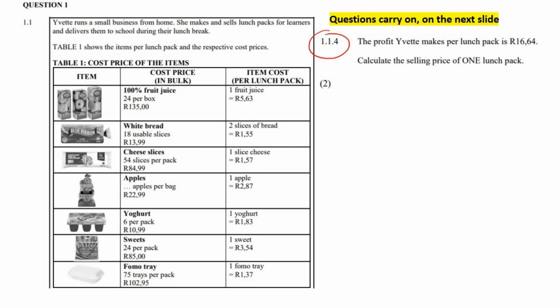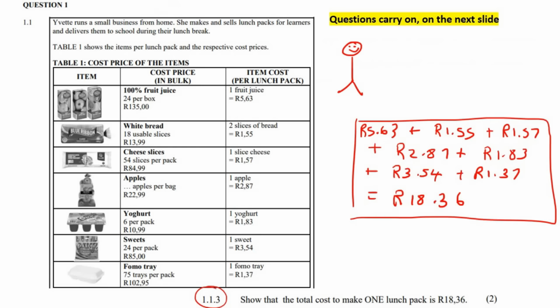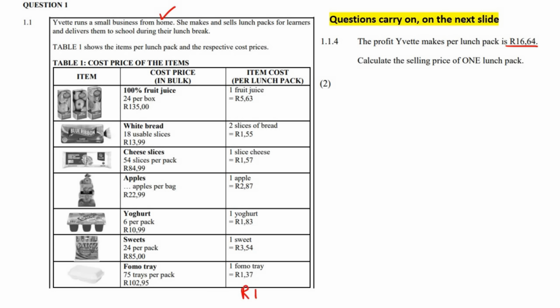This question says, the profit that Yvette makes per lunch pack is 16 Rand 64. Okay, I understand. So remember, this is what Yvette is paying to be able to create this at her house. Maybe she makes it at home. Oh, it did say she has a small little business from home. Okay, so for Yvette to make one lunch pack from home, that costs her 18 Rand 36.